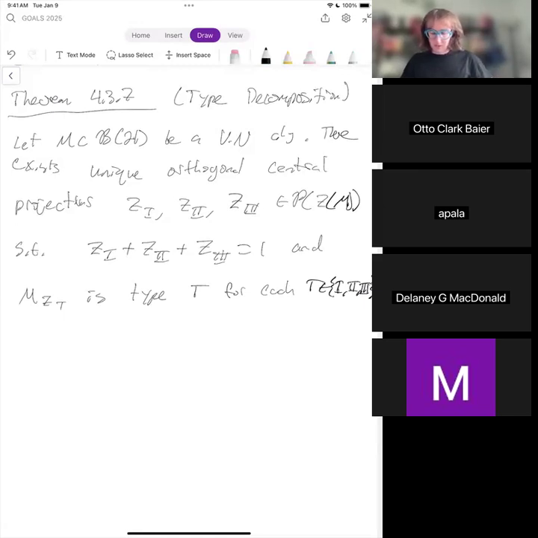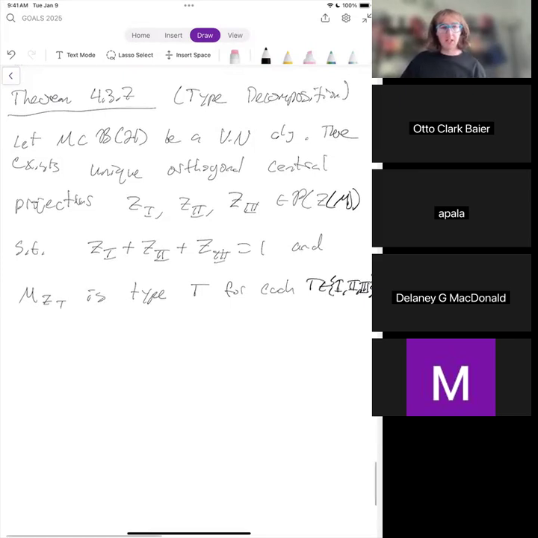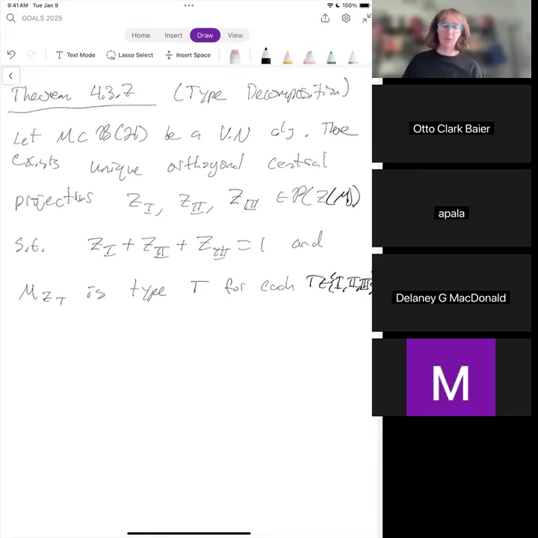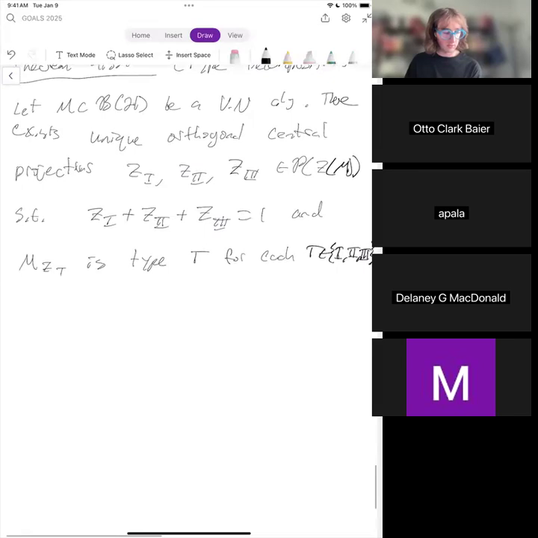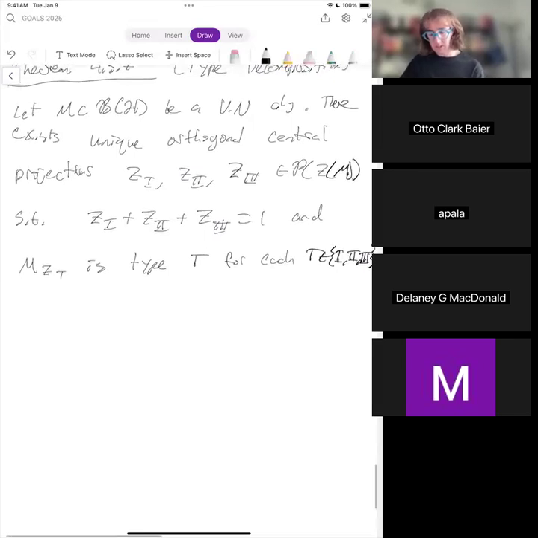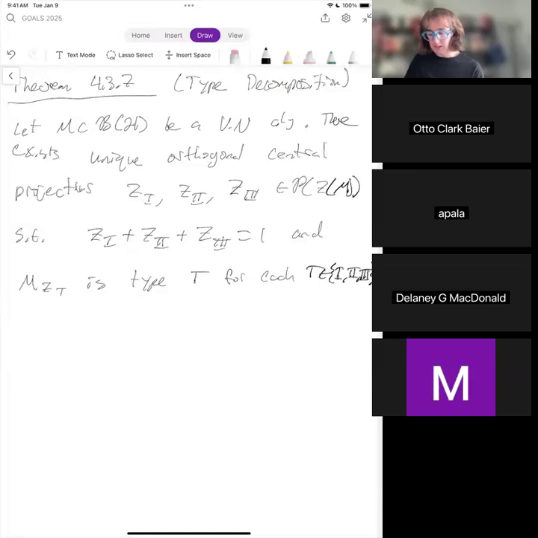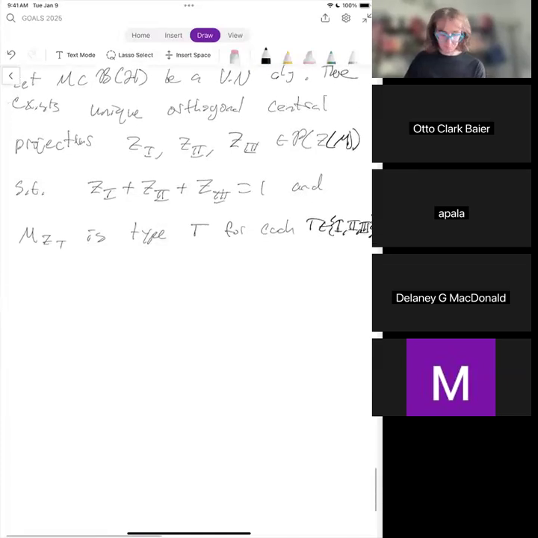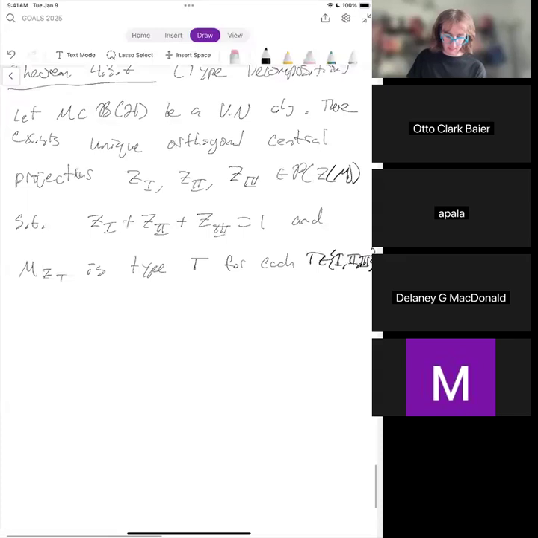Because of this theorem, people talk about a von Neumann algebra being of type 1, type 2, or type 3, because any von Neumann algebra can be decomposed into a direct sum of these types. So when you're classifying, you just need to understand up to what type it is. So let's do the proof of this.